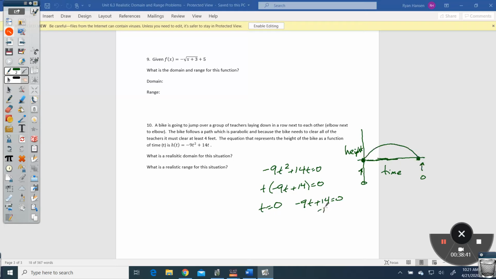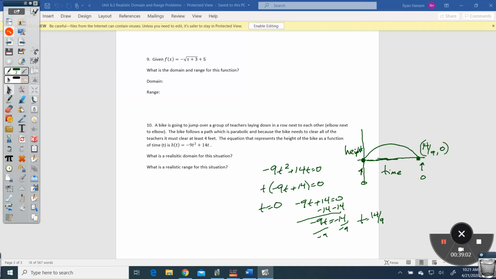So the way we find that is we continue to solve for this one. So I have -9t equals -14 divided by -9. So t equals 14/9. So the height here is 0, but the time is 14/9. So this point right here is 14/9 and 0.